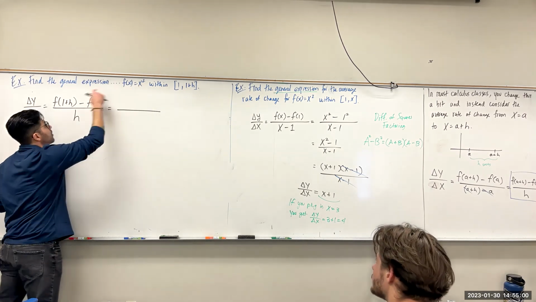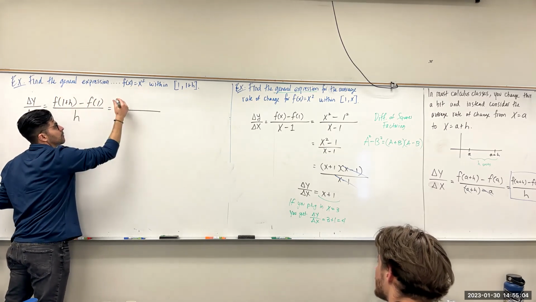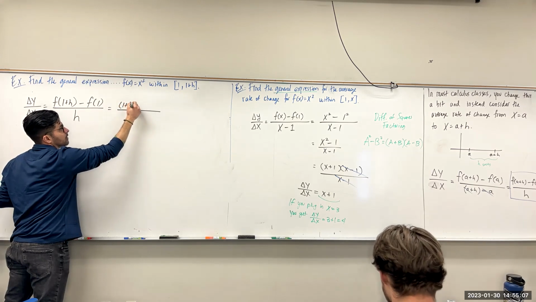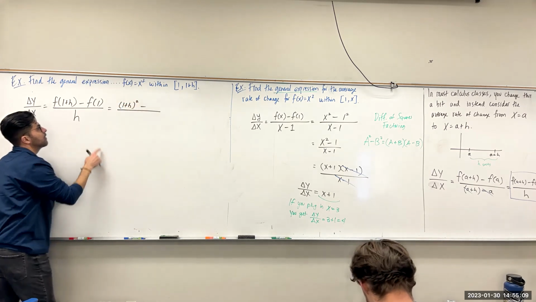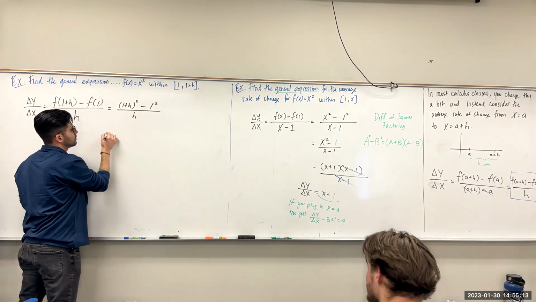So I'm going to plug in 1 plus h, and what am I going to do to 1 plus h? Perfect. I'm going to square it. And then I'm going to plug in the 1 and also square it, over h.